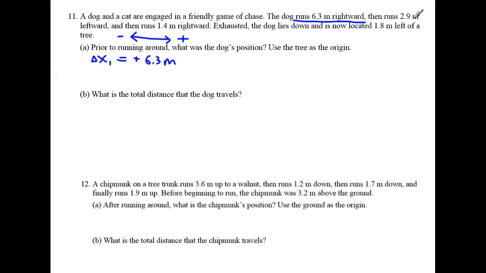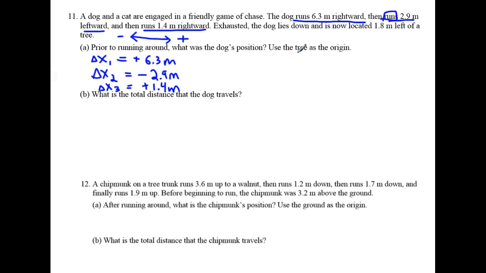Okay. Then the dog runs 2.9 meters to the left. So that's another displacement. It's 2.9 meters to the left. And again, how do I know? I made it negative because it's to the left. But how did I know it was displacement, not position? Because they said runs. That's motion. That's movement. It's not just located 2.9 meters. It's running. It's moving 2.9 meters. And then it runs 1.4 meters rightward. Runs, that's another displacement. It's to the right, so I make it positive, and the distance is 1.4 meters.